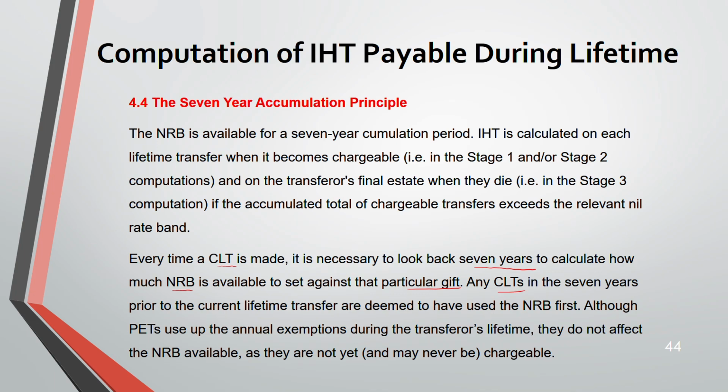Because any CLT in the 7 years before your current transfer is deemed to have used the nil rate band first. It will follow the order. First gift will utilize the NRB first, then second gift, then third gift, then fourth gift, like that it will keep on using. Although PET uses annual exemption during the transferor's lifetime, they do not affect the nil rate band. See, your PET will not affect the nil rate band available. Why? Because they are not yet chargeable or they will never be chargeable. That's why.